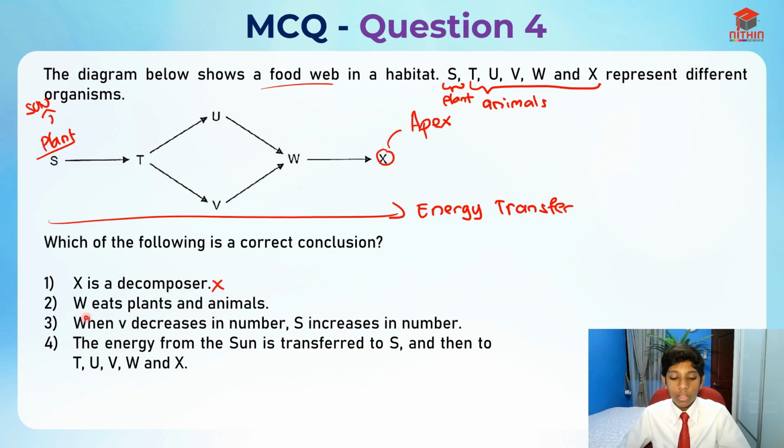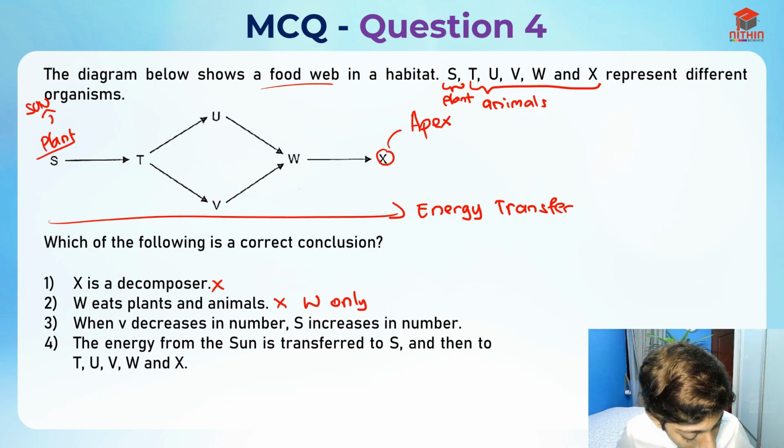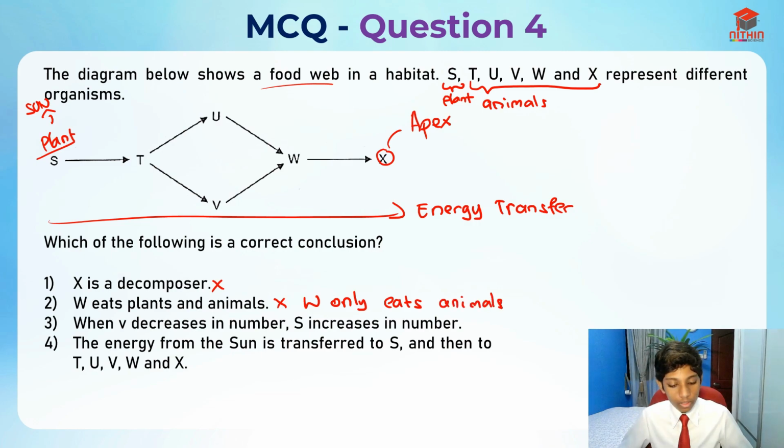Next, W eats plants and animals. Wait, W eats plants and animals? Didn't I already tell you that T, U, V, W, and X are animals, right? So how can it eat S? W doesn't eat S. Only T eats plants. So this here is actually wrong. W only eats animals, right? So that is wrong.